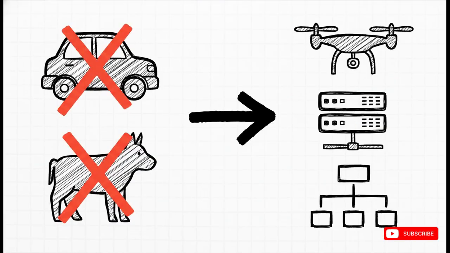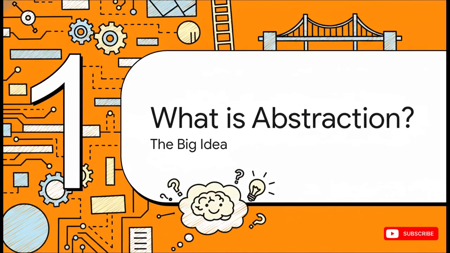Well, forget all that. In this explainer, we are only using real-world systems, things that you might actually build as a developer. I promise you, no boring animals today. So, let's get right into it. What in the world is abstraction?